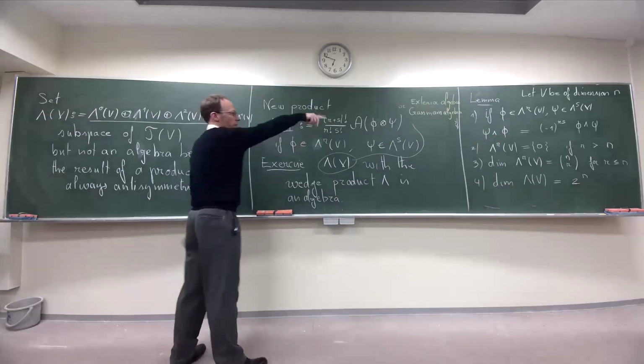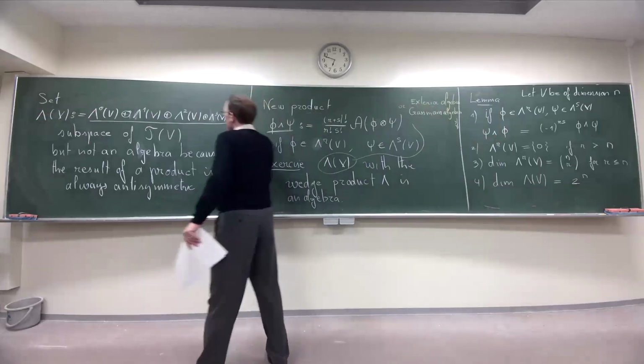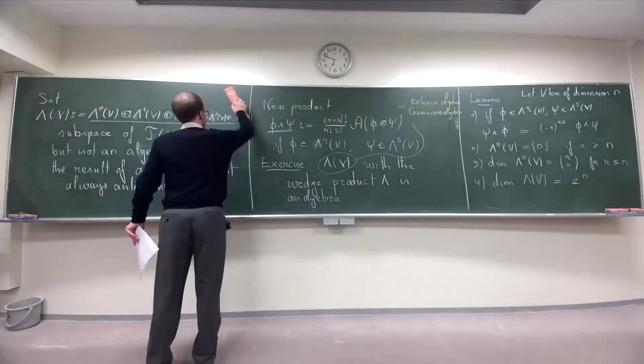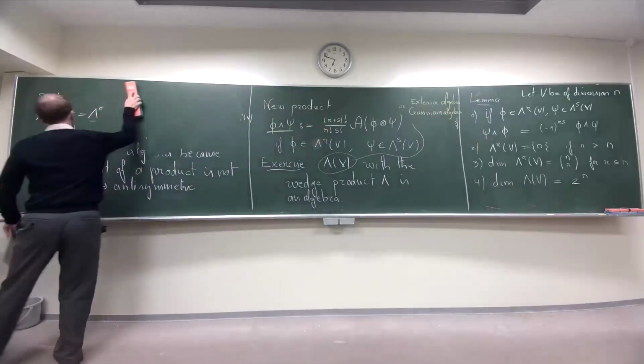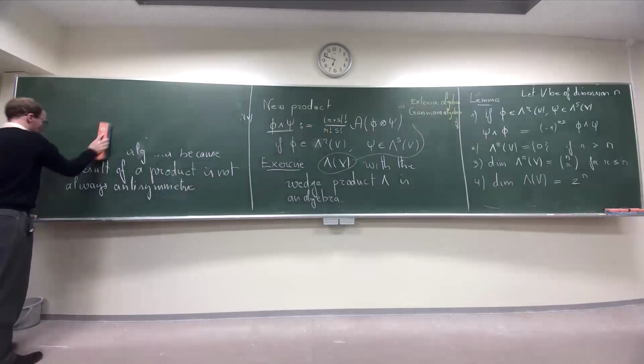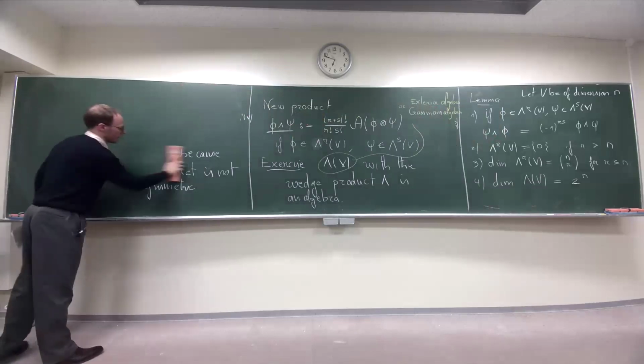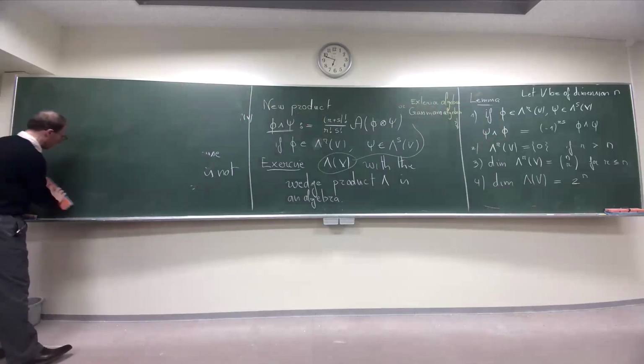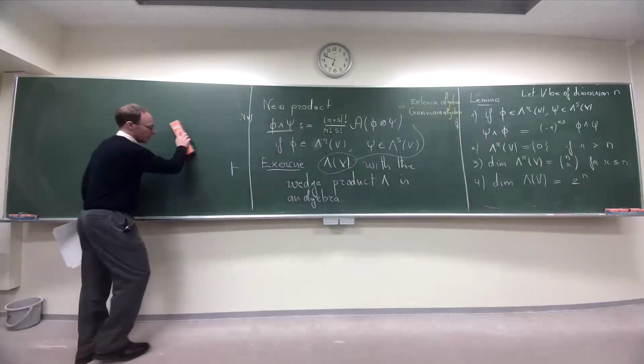So we are going to play with this exterior algebra or Grassmann algebra in the future. It plays an important role. It's a set of multilinear maps on V.